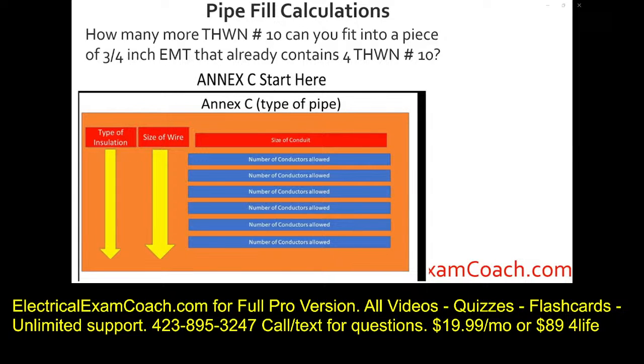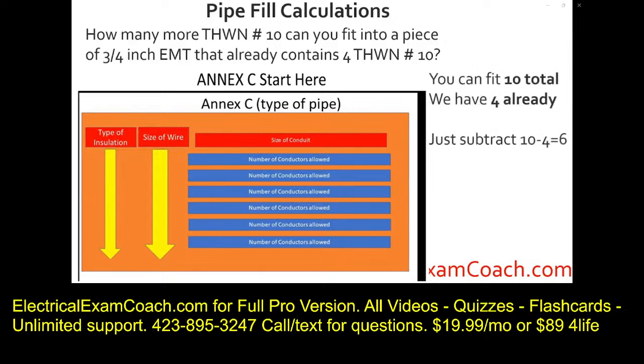Then we're going to find our type of insulation under the insulation column, find our wire size, and then come across the top to our size of conduit and tee off with our answer. And we find out that we can fit 10 originally, but our question states that we already have 4 of them in the pipe. So all we have to do is do a little 3rd grade math. We take 10 minus 4 equals 6, and we find out that we can fit 6 more inside of this conduit. Great job.